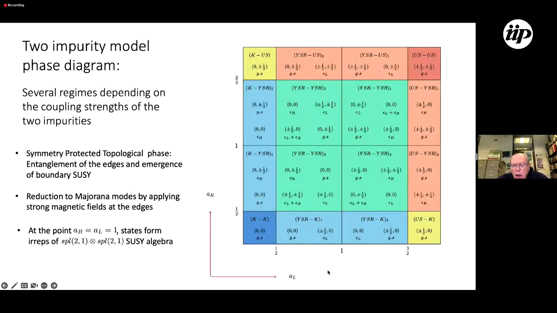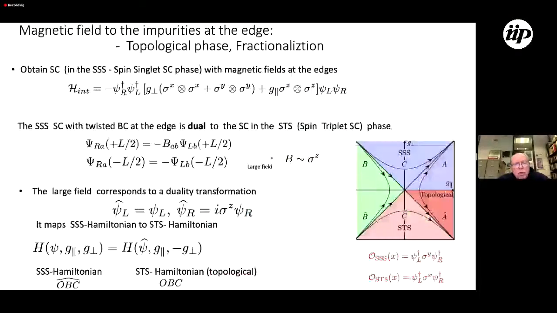I will not do that. I just point out that we have all kinds of very interesting physics. For example, at the point around here, we have a supersymmetric algebra, SPL(2|1) cross SPL(2|1) algebra relating left and right states. And we don't understand how SUSY appears there. So I don't want to discuss that.